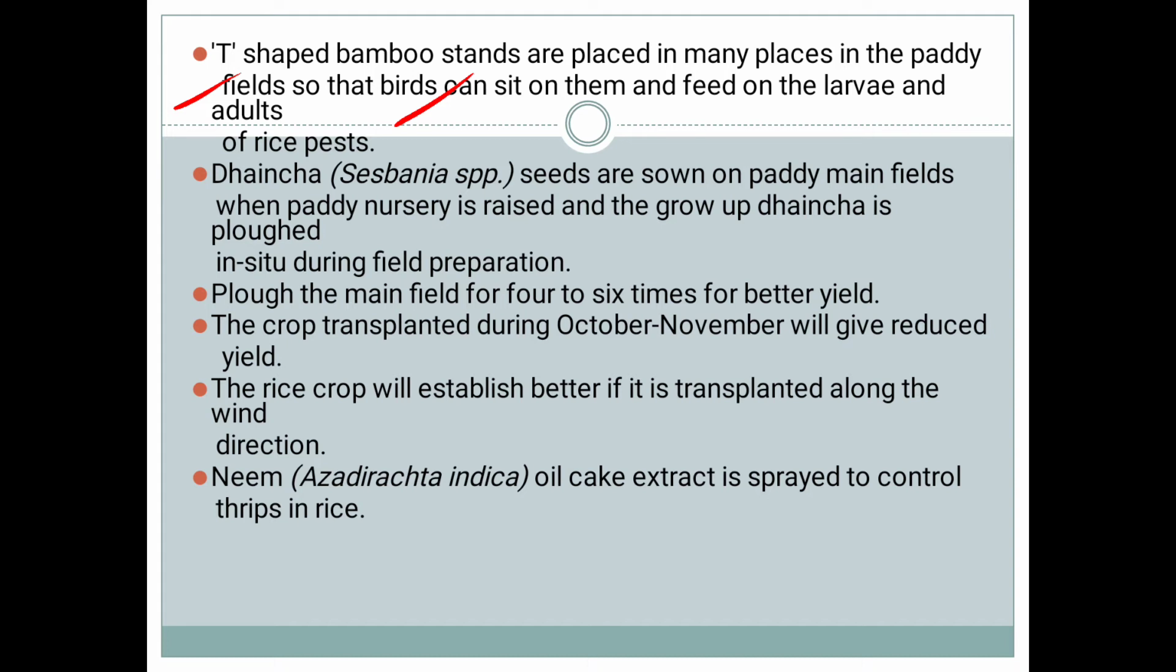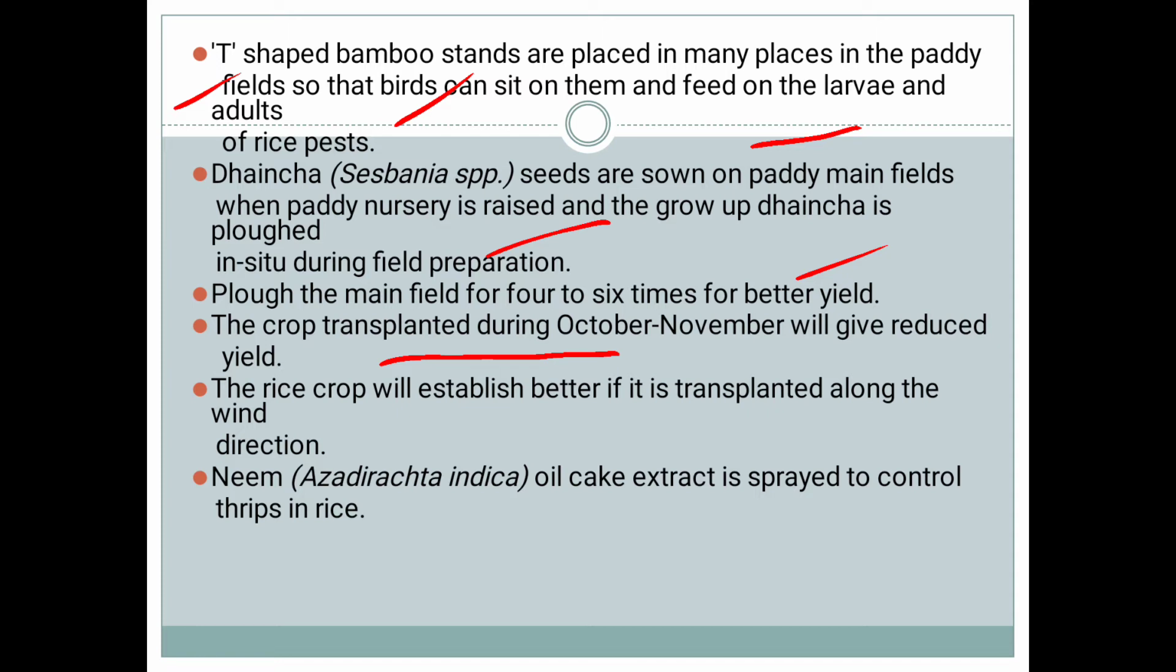These seeds are sown on the paddy main field when the paddy nursery is raised, and the grown-up dhencha is plowed in situ during the field preparation. Plow the main field 4 to 6 times for better yield. Then the crop is transplanted; transplanting during October and November will reduce the yield.